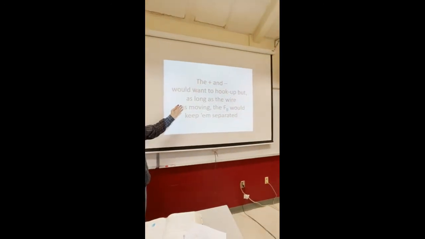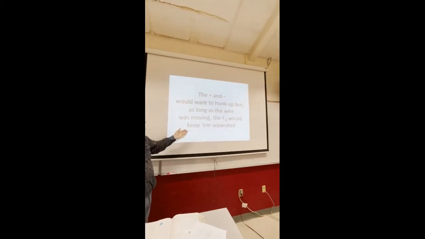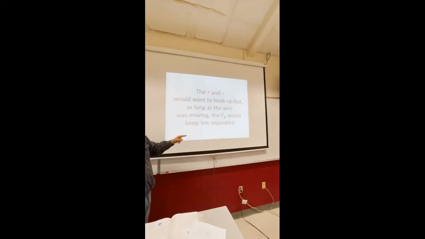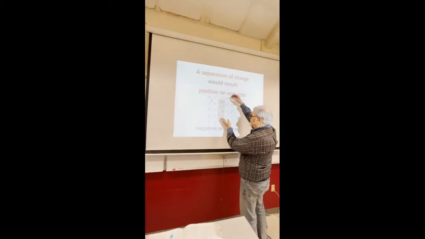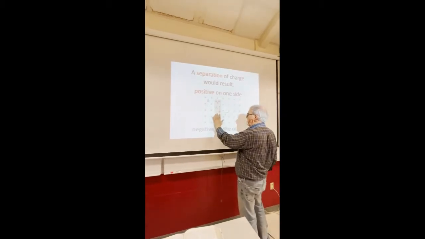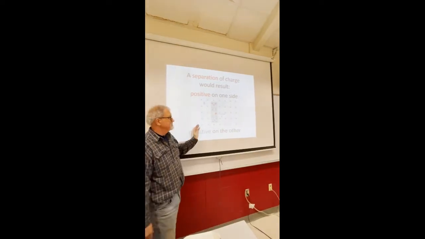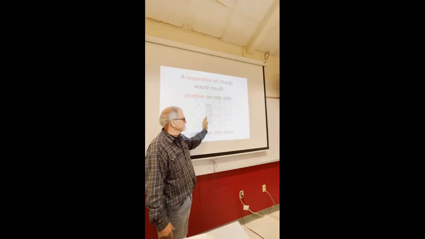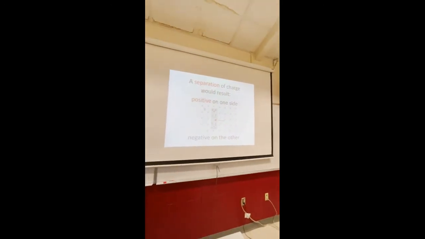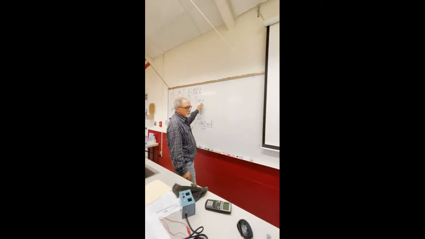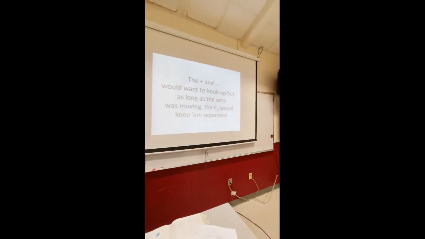Okay, now here's the deal. The positive and the negative would want to hook back up. But as long as the wire is moving, the magnetic force would keep them separated. As soon as you stop, the force stops, and everything goes back to being neutral. You can probably see that there's also a connection between how fast it goes and how much force you're going to have because of this variable right here. And likewise, the intensity of the magnetic field.